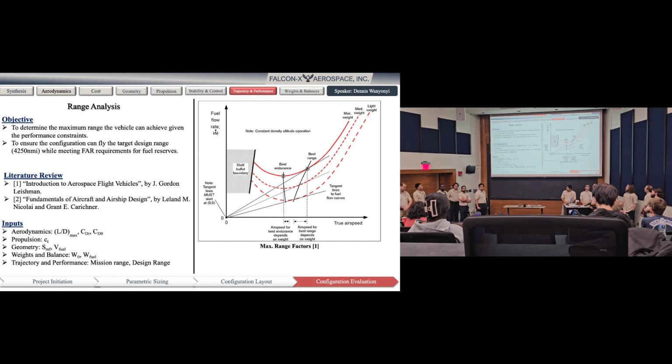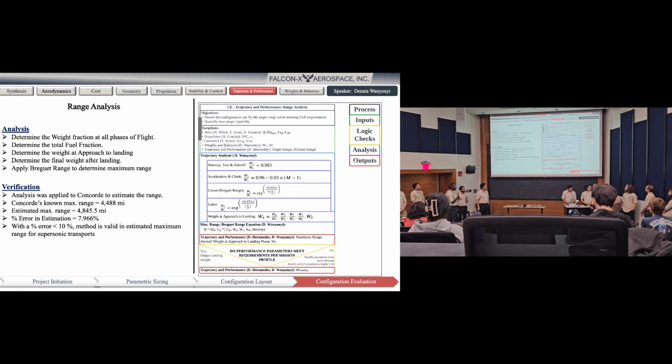Another important analysis to conduct is the range analysis that determines whether we can achieve our design range, which is 4,250 miles, and as well meeting the requirements. Next slide, and this will be applying Breguet range. So please. The method was verified using Concorde data with an error of less than 10%, that is 7.96%.